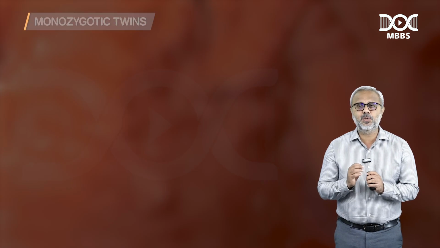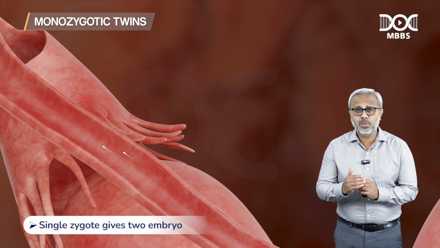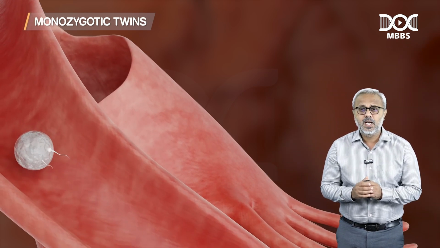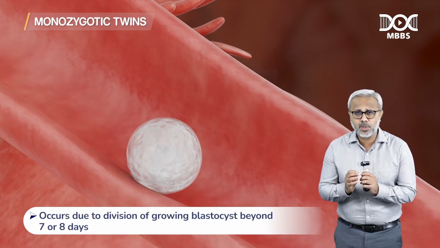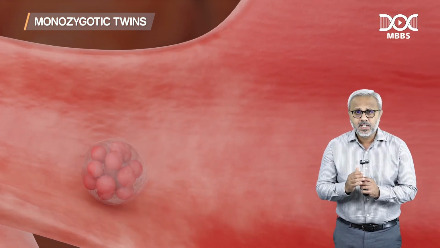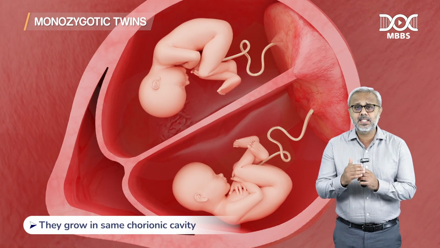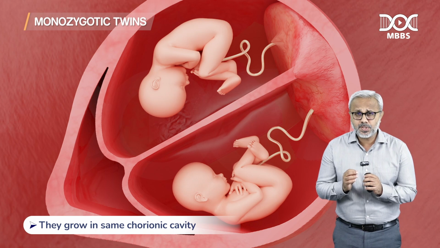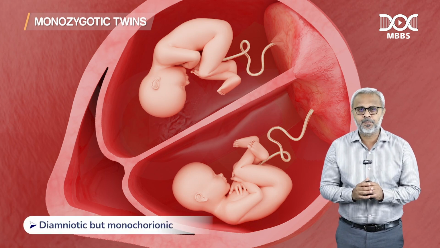Compare this with the monozygotic twins. In case of monozygotic twins, we have a single zygote that gives rise to two developing fetuses or embryos. How does this happen? This usually happens when the division of the growing blastocyst occurs beyond 7 days or 8 days, right. So, a single blastocyst is now split into two embryoblasts, and these two embryoblasts will grow within the same chorionic cavity. So, monozygotic twins are usually diamniotic but monochorionic.